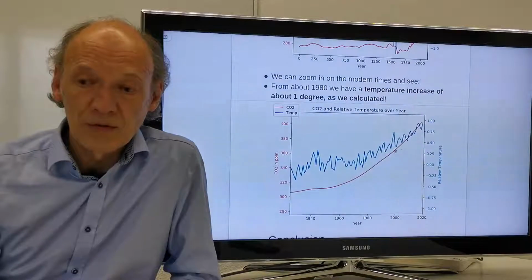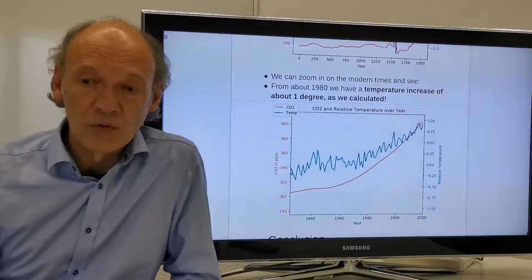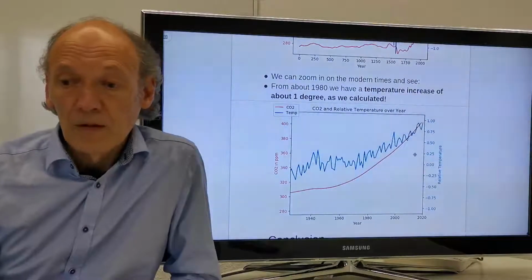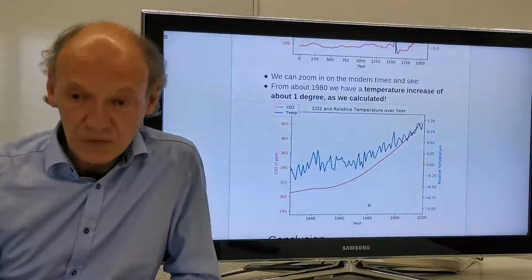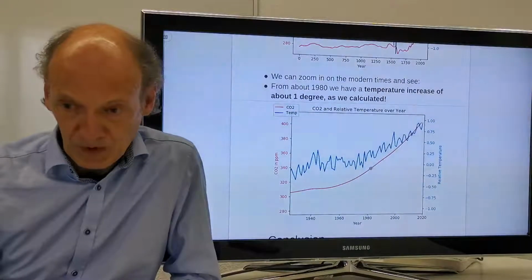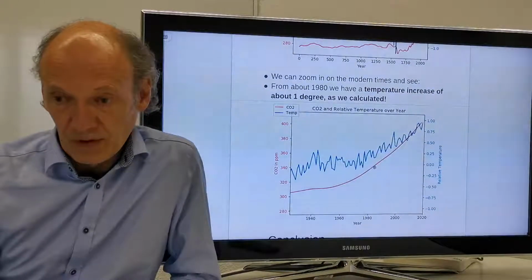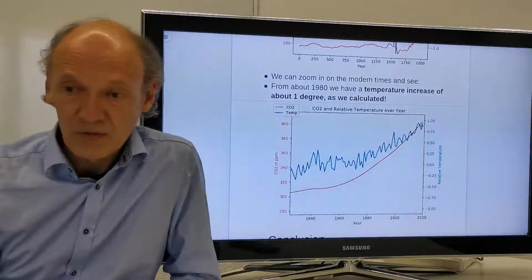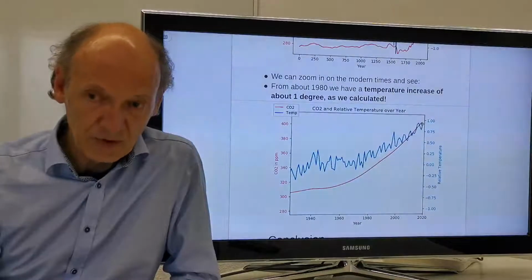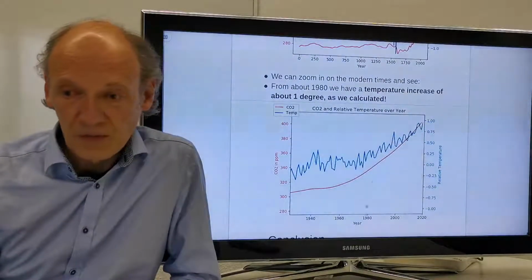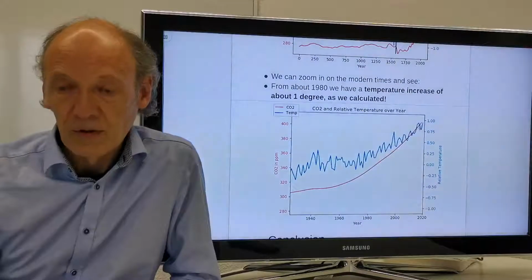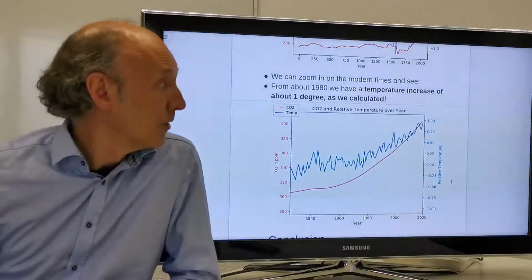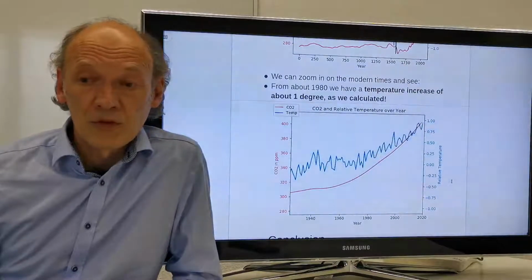Again, the red one is the CO2 concentration in the atmosphere and the blue one is the temperature. So again, you can see a nice fit here. And you can see that from about 1980, we have roughly 0 degree relative temperature, to 2019, where we have roughly 1 degree relative temperature, so from here to here, we have maybe a little bit less than 1 degree increase. So it's about as much as we calculated.